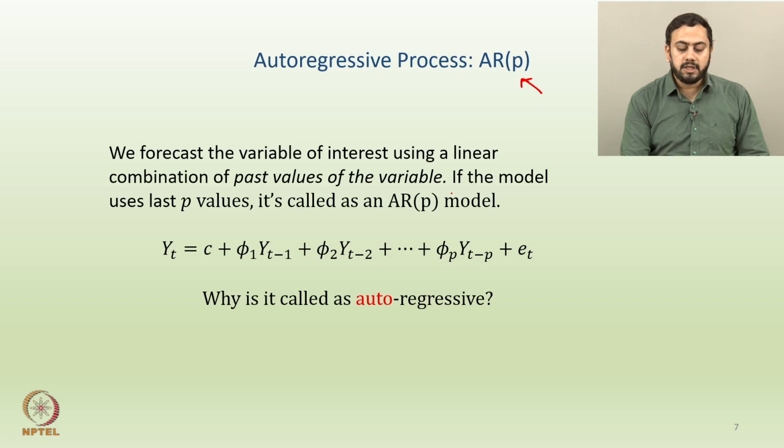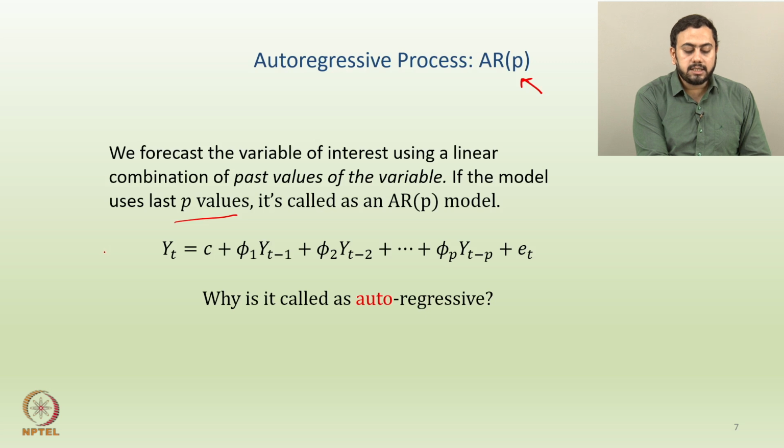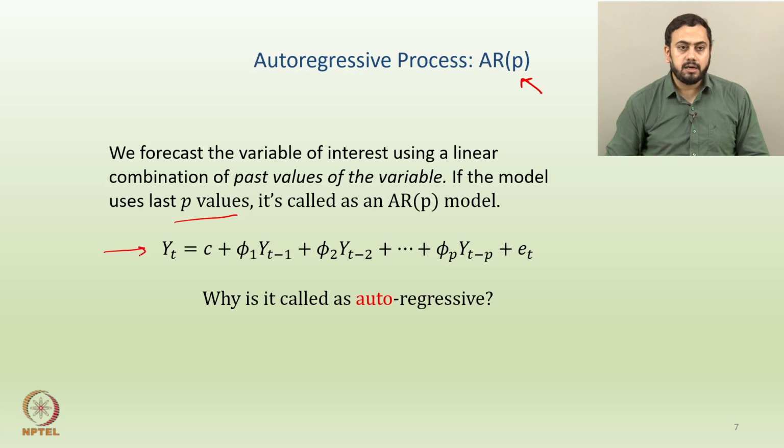Okay. So, if the model uses the last p values, then the order becomes p and hence it is called an AR(p) model. Make sense? Now, through the structure you will be able to understand this idea of AR(p) in a better manner. So, what exactly is the structure?